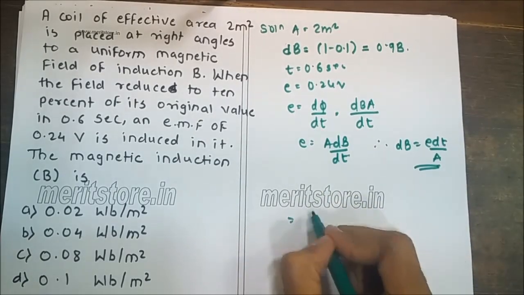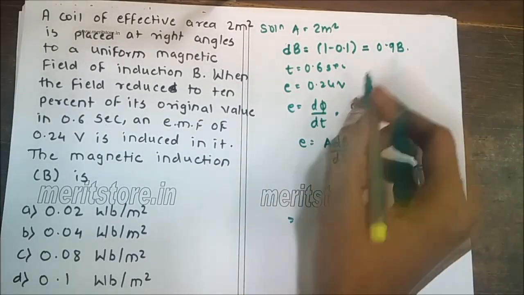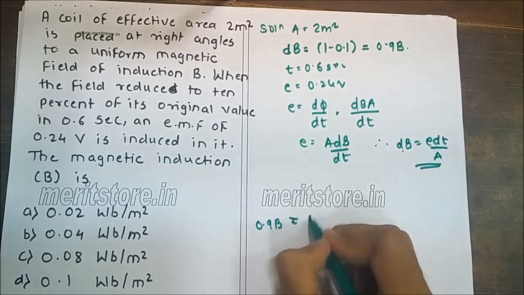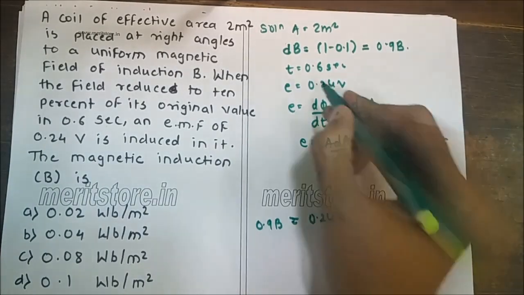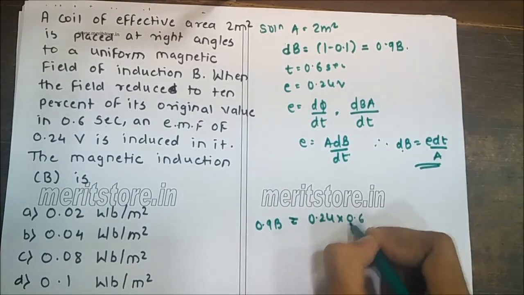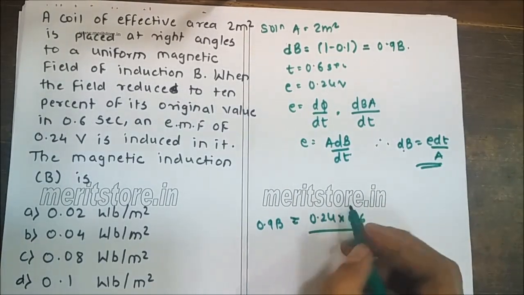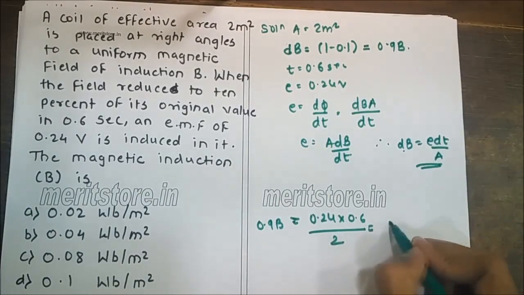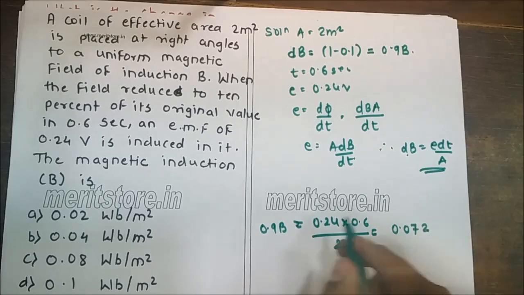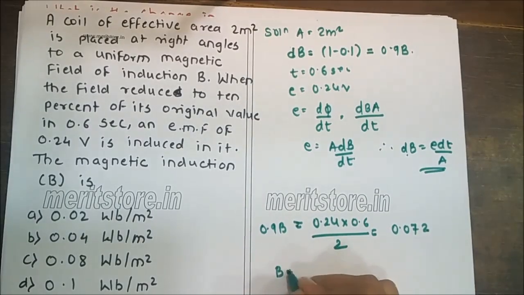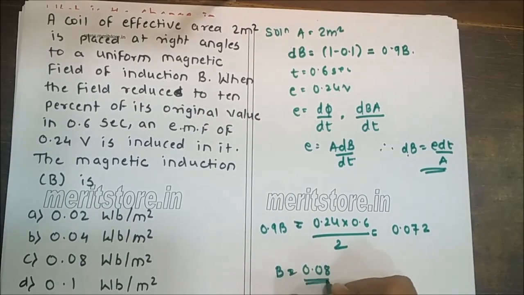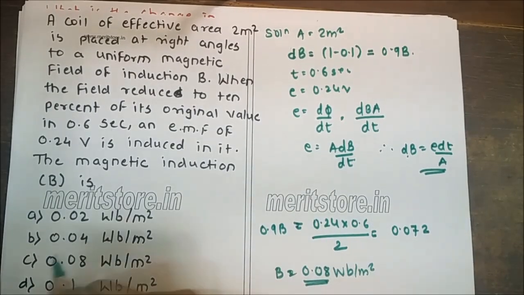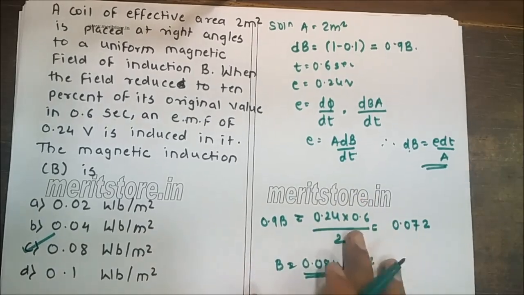So dB has a value of 0.9 B, which equals E, 0.24, multiplied by dt, 0.6, divided by A, which is 2, so that gives a value of 0.072. So B will be equal to 0.08 if we round it off to significant figures, Weber per meter square. So C is the correct option.